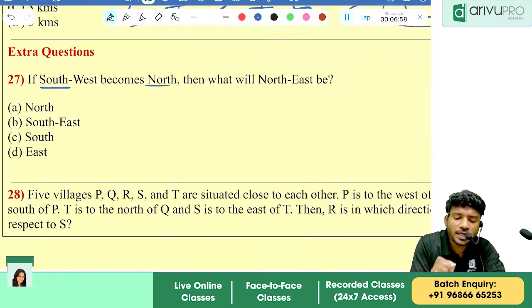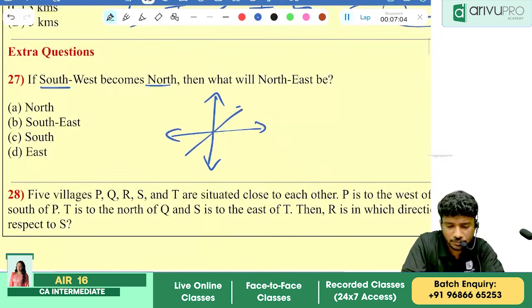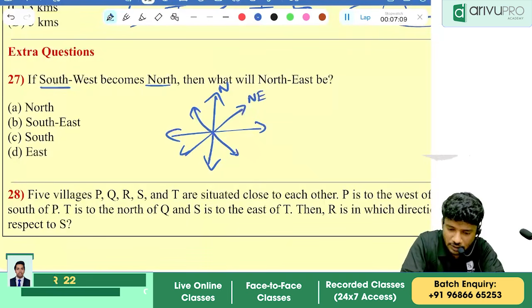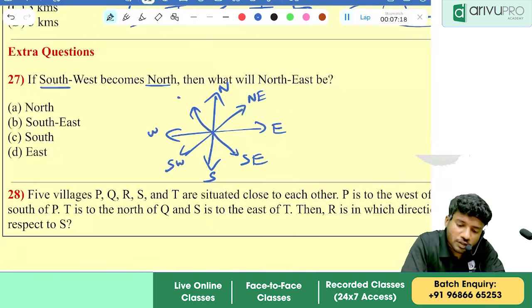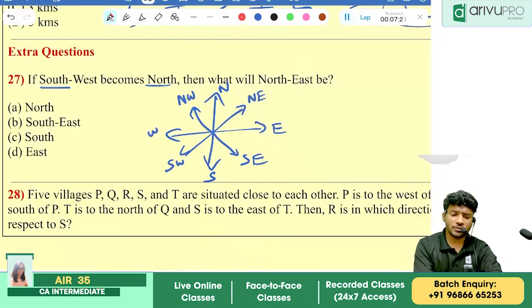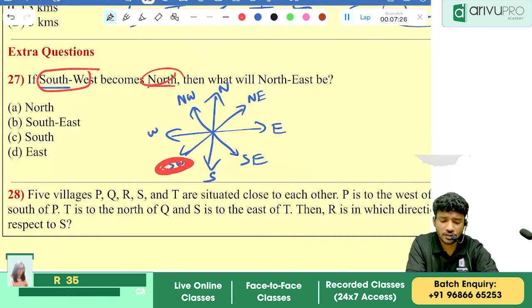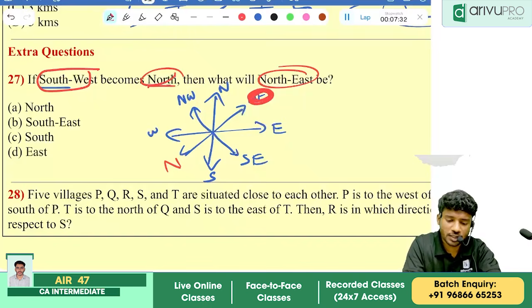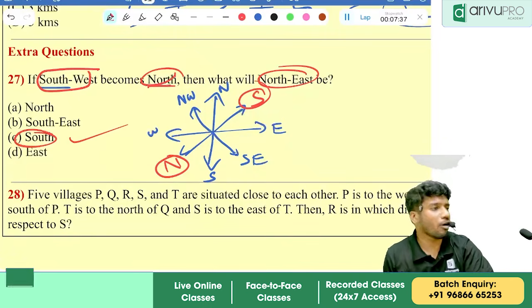If southwest becomes north, I will just normally draw the picture, okay? This is our normal picture. This is north. Then northeast, then east, southeast, then south, then southwest, west, then northwest is remaining. What are they telling? If southwest becomes north, then what will northeast become is the question. People, it will become the opposite of north, that is south. Answer is option C.